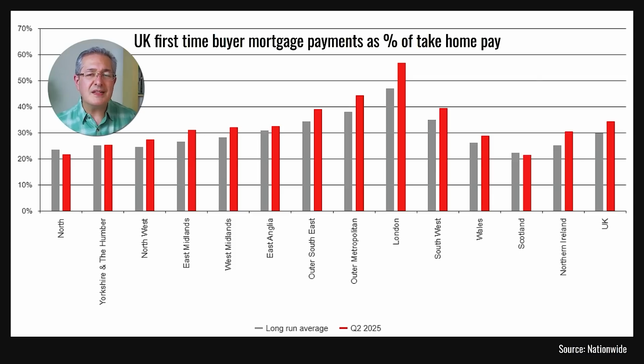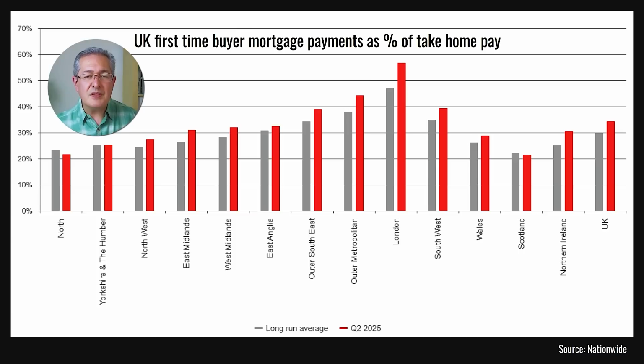Nationwide publishes quite detailed regional data on how affordable houses are, and this is purely for first-time buyers. So what they do is they compare the mortgage servicing cost, maybe that's your monthly mortgage payment, relative to people's wages. Here you can see the long-term average of that price to income ratio in grey, compared with the latest data in the second quarter of 2025. Notice how in almost all cases, the affordability is now lower. The price to income ratio is higher. That's particularly true in the most expensive regions like London.